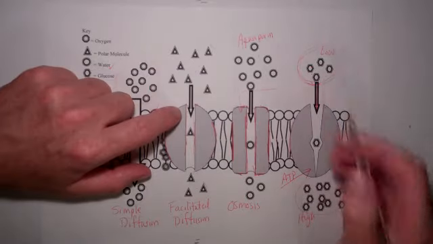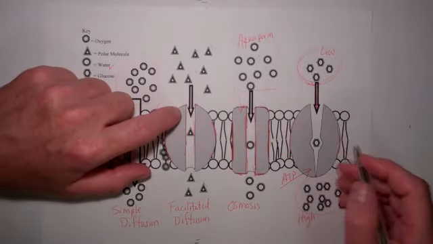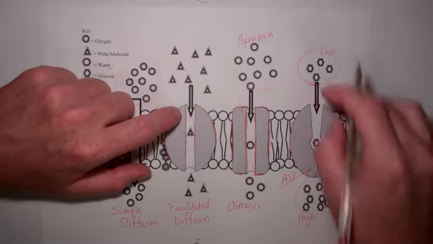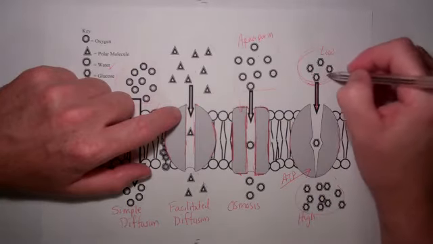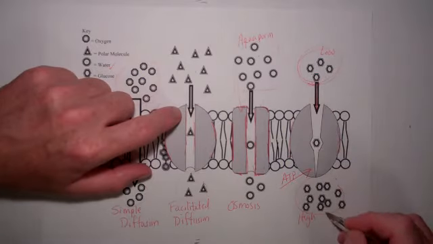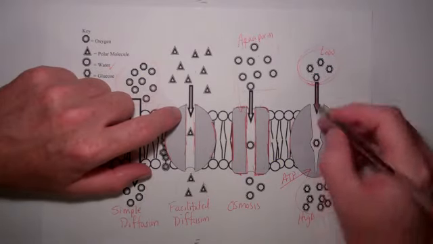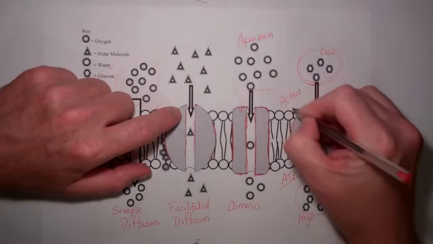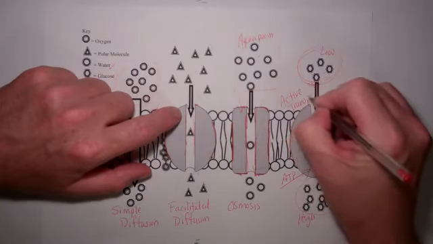Now, to do this, the cell spends energy to get this material on the outside, which is in a low concentration inside the cell, going against the concentration gradient. The cell uses energy. That is called active transport, the type of transport.